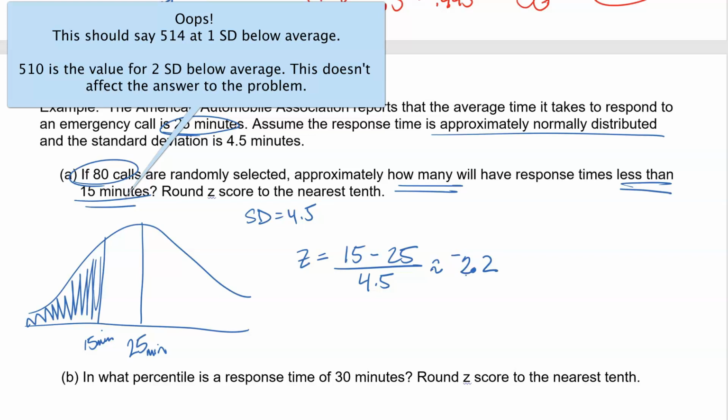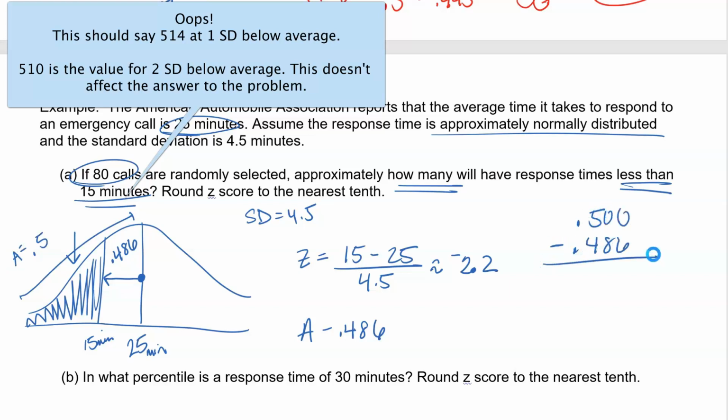I'm going to look 2.2 up on the table and find that that has an area of 0.486. Okay, that's the area starting at the middle, the average 25, going to 15. Okay, I want this shaded region here. So to find that, I know that the entire right hand side of the curve is 0.5. So I'm going to take 0.5 and subtract 0.486, and that's going to give me 0.014, which is like 1.4%.